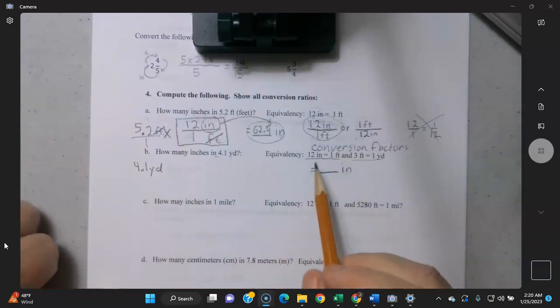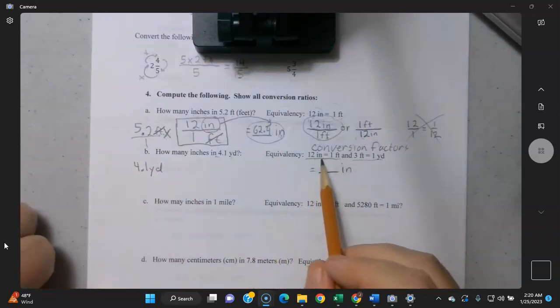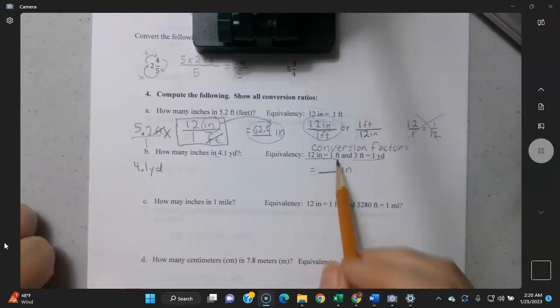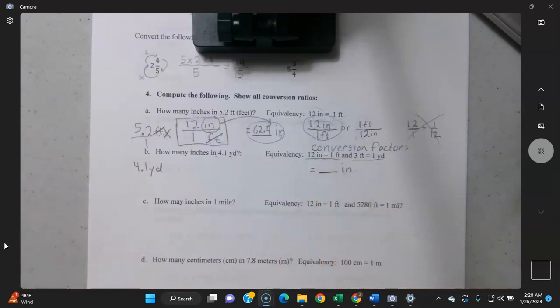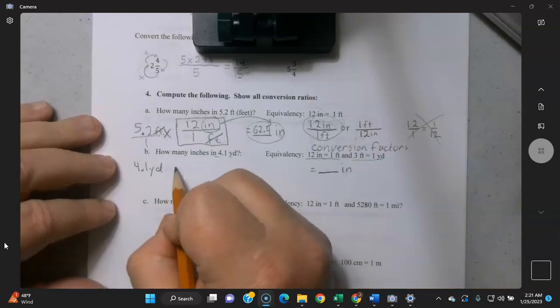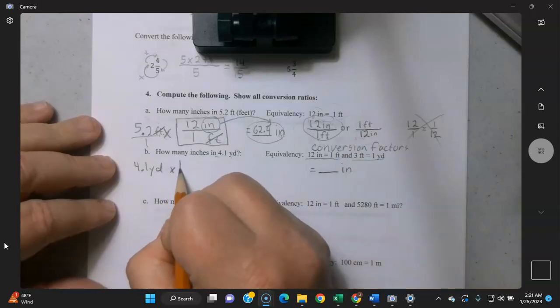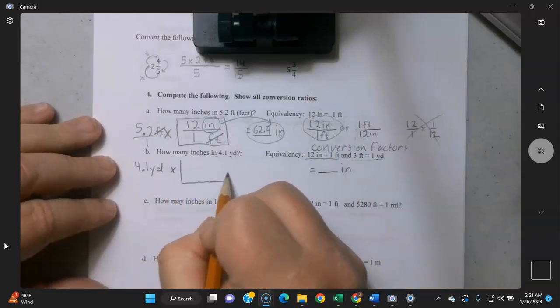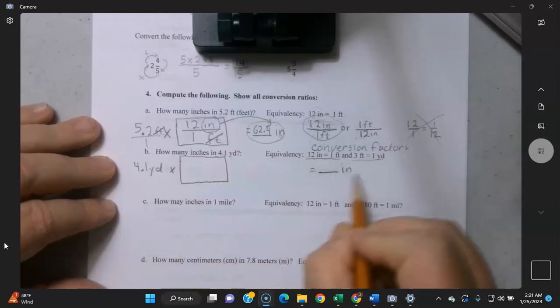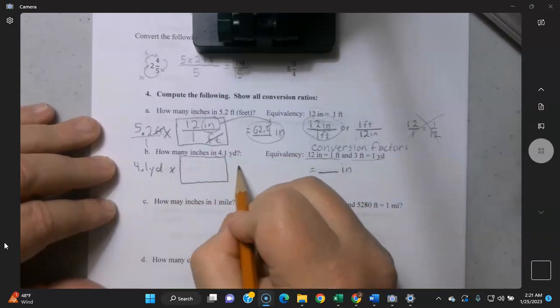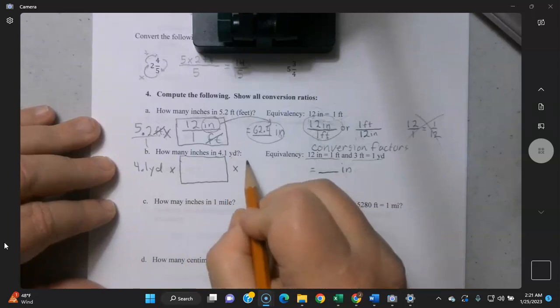How many inches? Now we don't have a relationship between yards and inches. We have a relationship between inches and feet, and between feet and yards. So we're going to need two conversions. So I want you to draw two boxes like this. And you leave a lot of space between these two because sometimes you don't know how many conversions it's going to take.